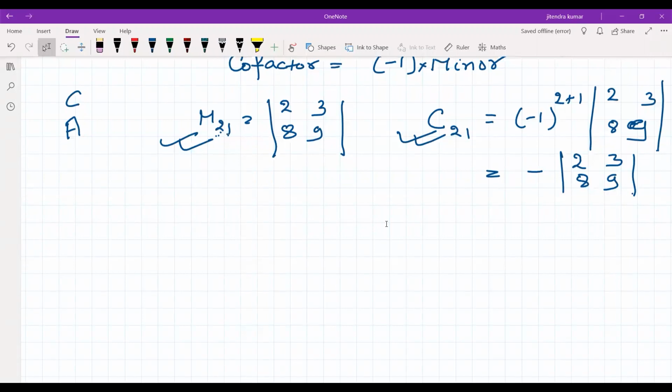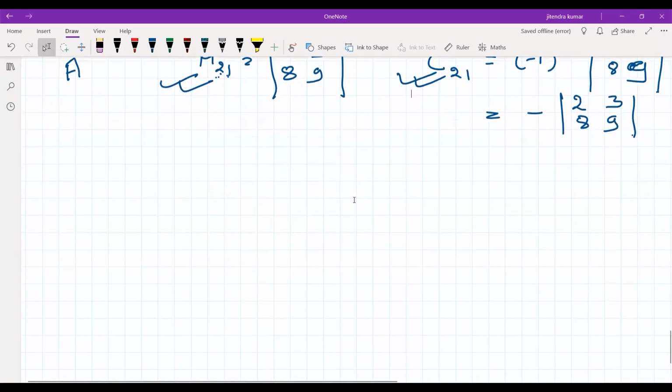So this was, I think, from your exercise. Now there is a small thing that we are going to learn here: how can we expand any determinant using minors and cofactors.